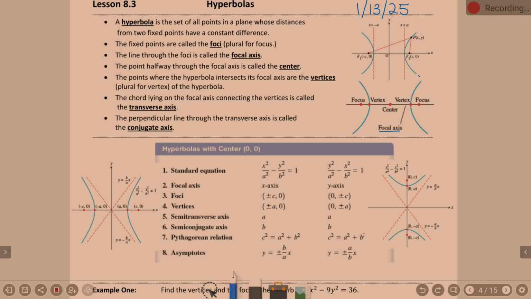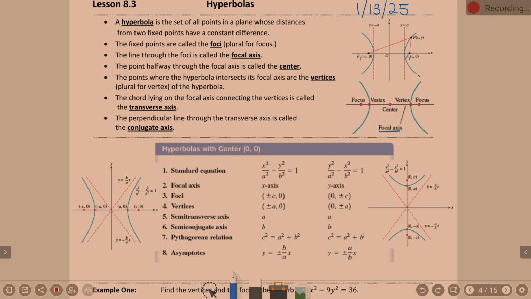The points where the hyperbola intersects its focal axis are the vertices. So again, we have not one vertex, but two. These vertices are the points right here, kind of like a parabola. It's at the base of the curve, so to speak. So it's a lot like parabolas in that you have the vertex at the bottom of the curve and the focus inside the curve. The difference here is we have two of them. If we compare it to an ellipse, that was two curves going inward, connecting. These are two curves going outwards.